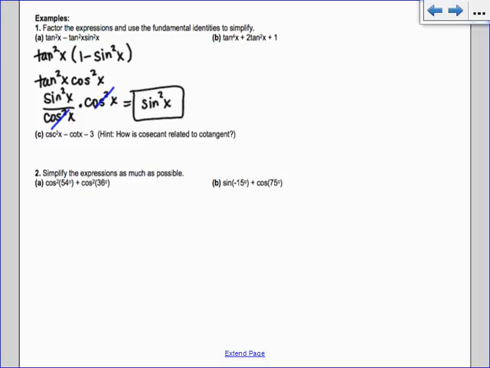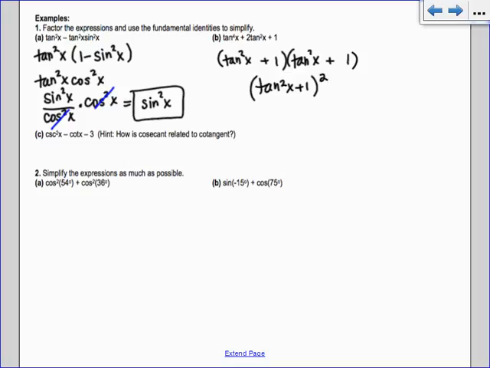Now the next one, for part B, I have tangent to the fourth, and I have tangent squared. So I can actually factor. This is kind of strange, but think about it. If I do tangent squared and tangent squared, they multiply to be tangent to the fourth, so I'm good. And I put my 1 and 1 here, and they multiply to be 1. And if I check my outer and inner, I have tangent squared plus another tangent squared, which does make 2 tangent squared, so I'm good. Okay, so what I have is tangent squared x plus 1 all squared.